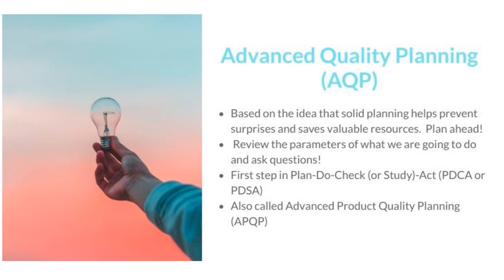Advanced Quality Planning, or AQP, is based on the idea that solid planning helps prevent surprises and saves valuable resources. With AQP, the concept is plan ahead. Review the parameters of what we're going to do and ask questions. AQP is the first step in the Plan, Do, Check, or Study, Act, PDCA or PDSA. And it's also called Advanced Product Quality Planning, or APQP.